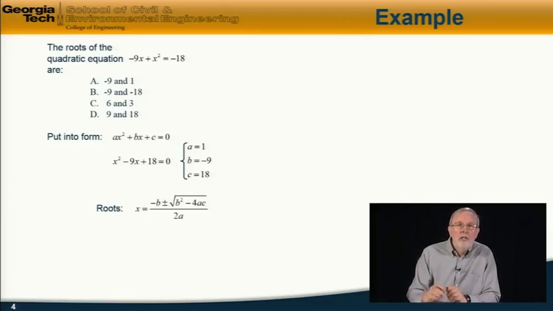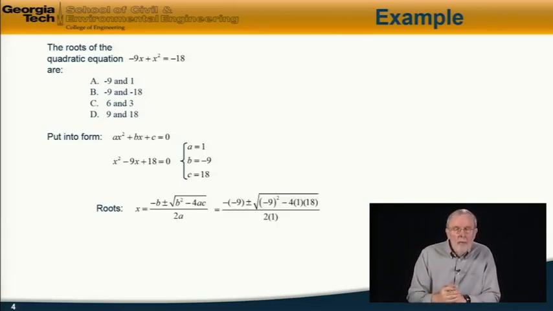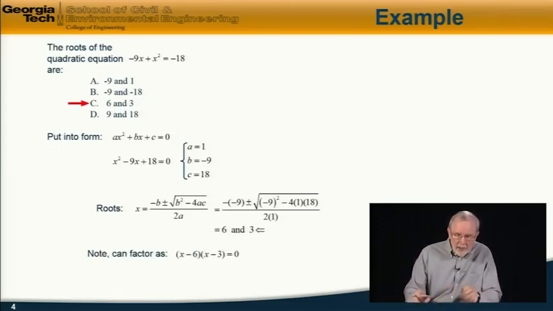And the roots of the equation from our general solution are minus b plus or minus, etc. And substituting in the values of a, b, and c into that equation, we get this, from which we see that the roots are 6 and 3, and the answer is C. We also note that we can factor this equation in this way, now that we know the roots. x minus 6 times x minus 3 is equal to 0.